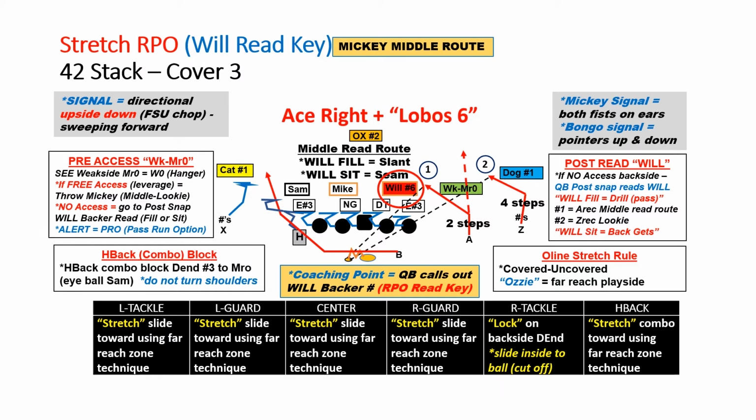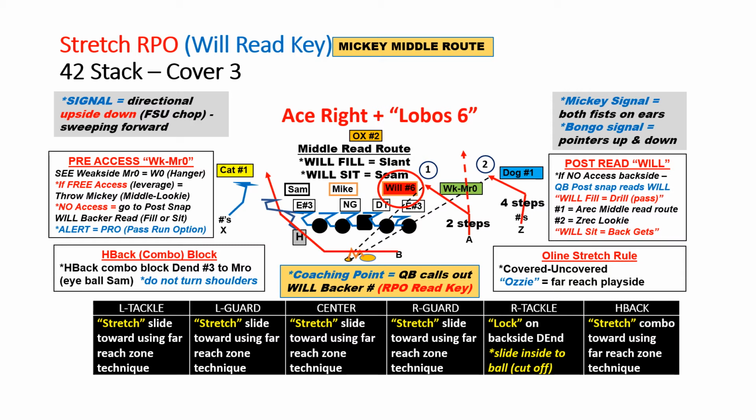The next defensive look is a 4-2 stack where the backers are stacked over the guards. Again, when we see that, the mic is going to be the linebacker towards the play call, and the will would be the backside stacked backer here, as you can see in the red. Again, we're going to go ahead and read the will backers, so the call would still be Lobos 6.